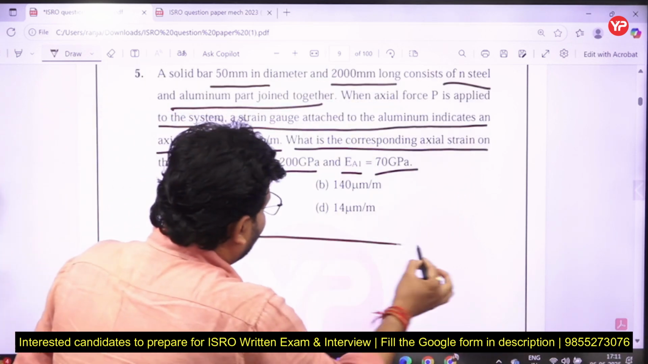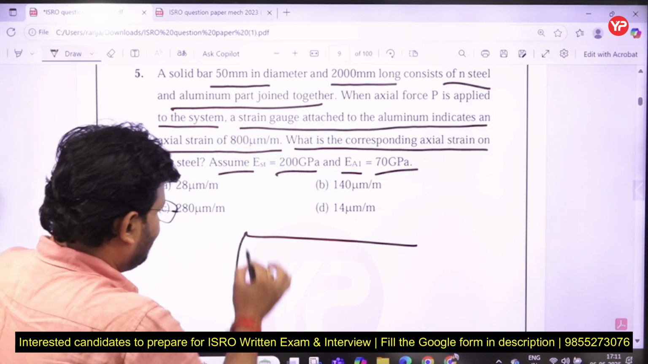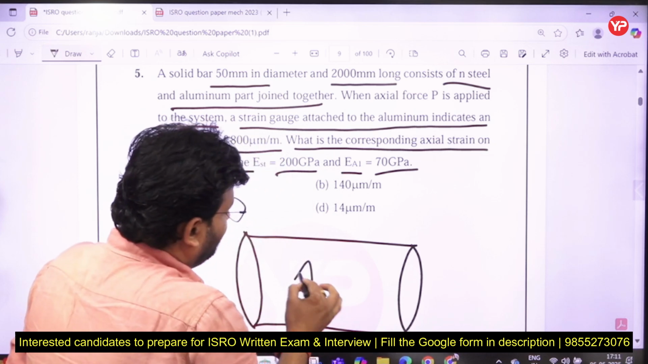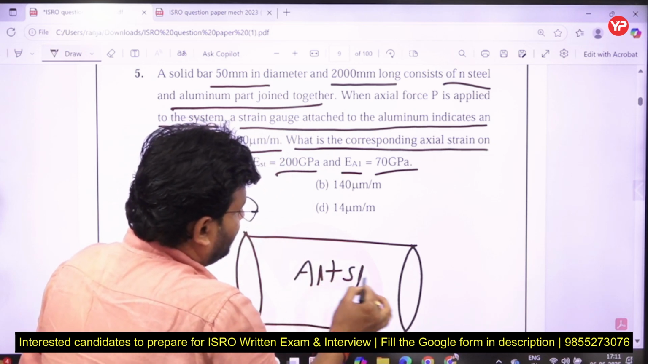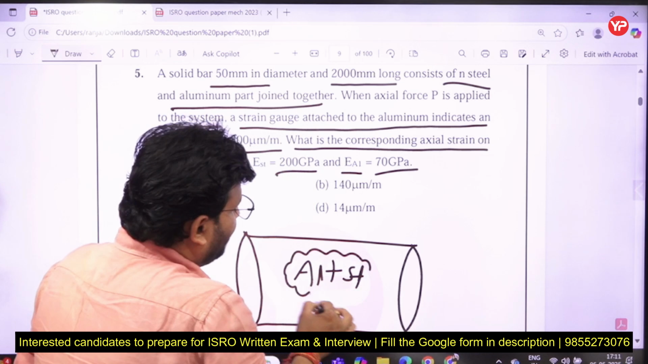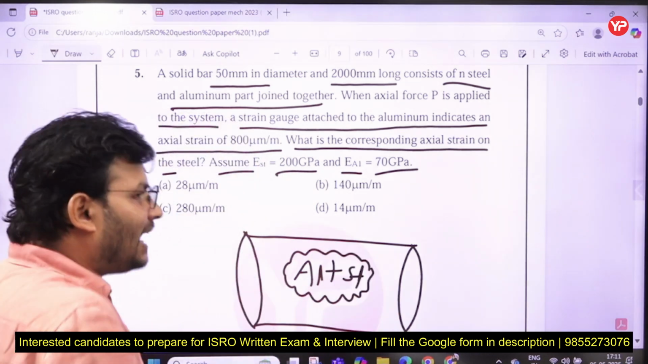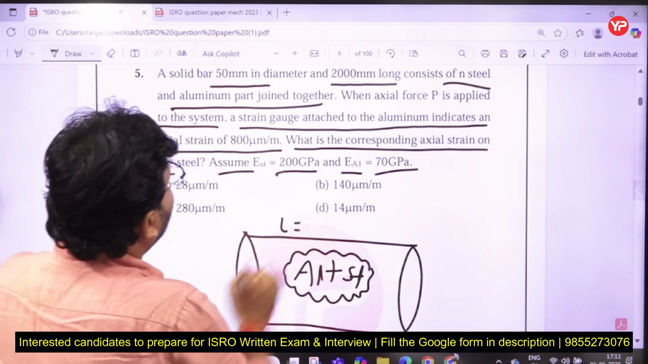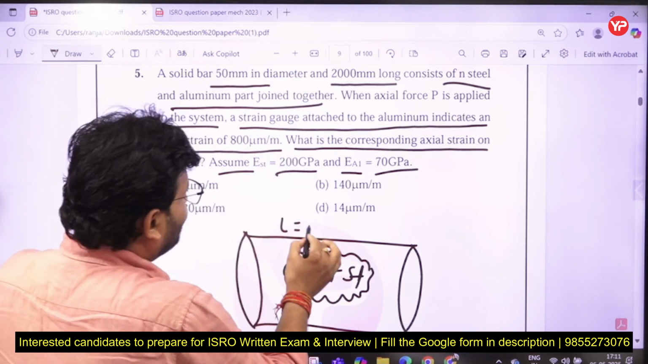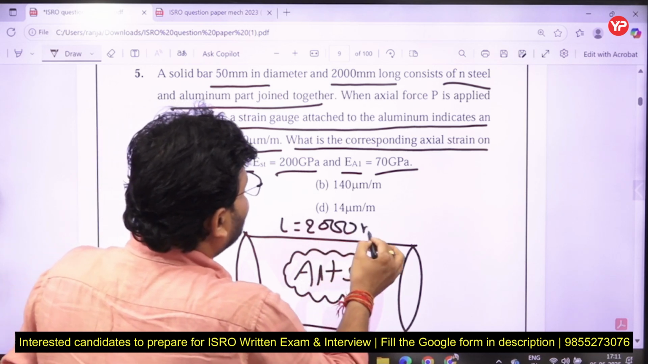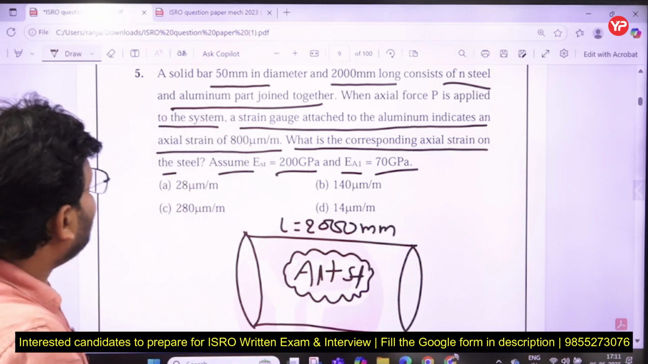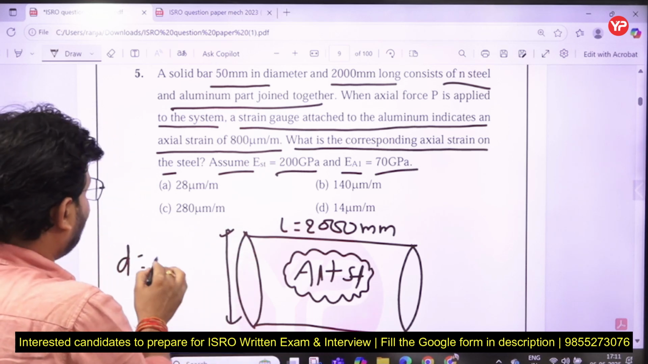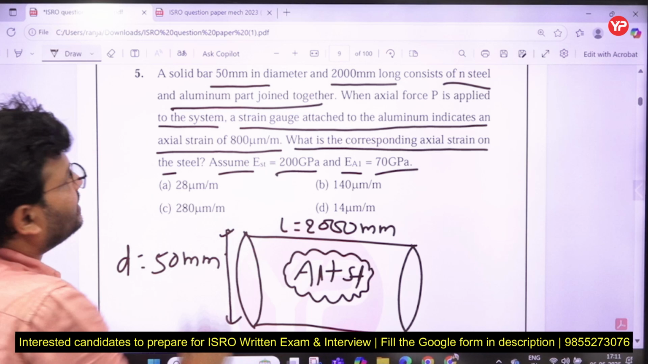Sir, a solid bar, right? This is the solid bar I have, and this solid bar is made of aluminum plus steel. This solid bar is made of aluminum as well as steel, joined together. In the question, the length is given. How much, sir? This is given as 2000 mm, which means 2 meters. And the bar diameter is also known, and this is 50 mm.